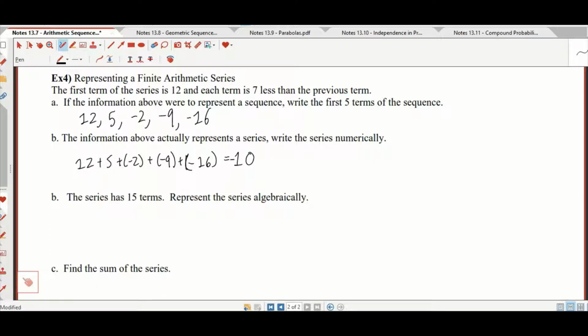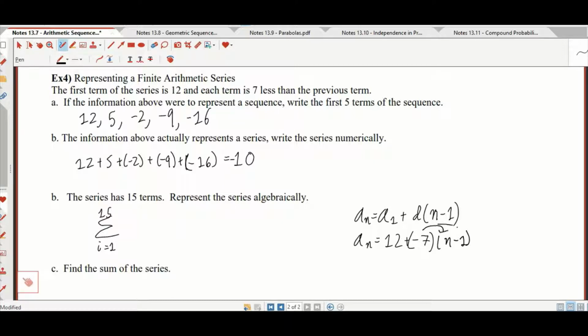Now, if that had 15 terms, let's represent it algebraically. So that is the sum from i equals 1 up to 15. And the rule for that would be A sub n equals A sub 1 plus d times n minus 1. Which is to say, for this one, A sub n equals the first term, 12, plus the common difference, negative 7, times n minus 1.